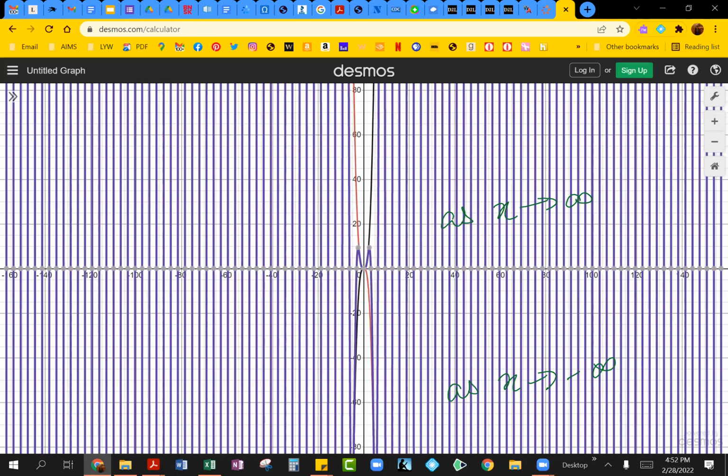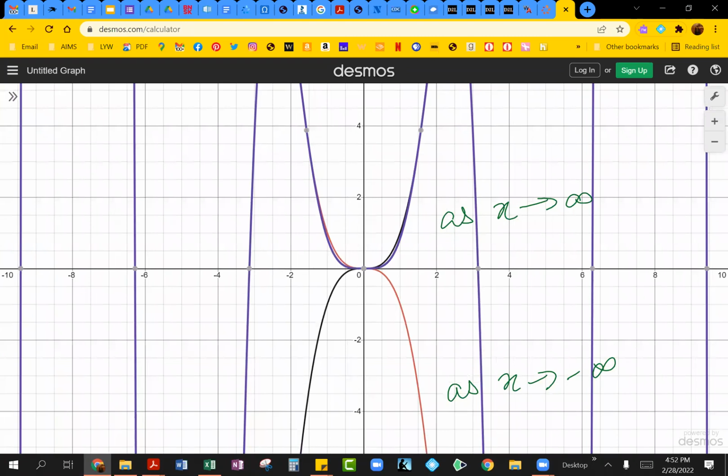But eventually, as x goes to positive infinity, your graph, your function, or the y value will also start approaching positive and negative infinity. So same kind of behavior as the last one. For both of them, your y value will be approaching positive and negative infinity. And of course, you will still see that oscillation behavior in your graph.